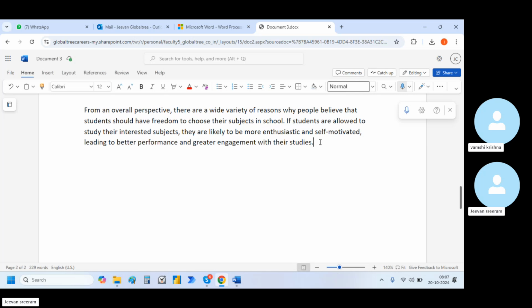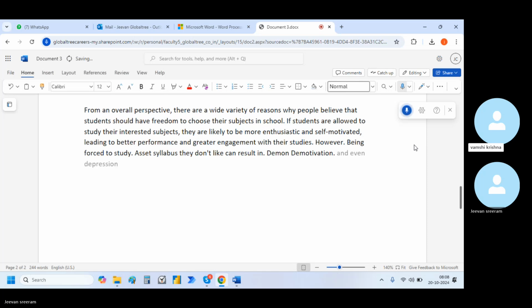Okay, if they are not allowed to study their interested subject, what happens? Let's include. However, being forced to study a set syllabus they don't like can result in demotivation and even depression. This lack of interest can cause disruption in the classroom, negatively affecting the learning environment for everyone.